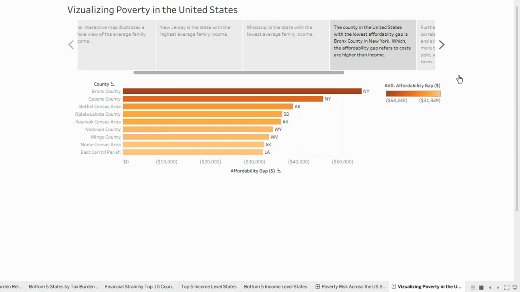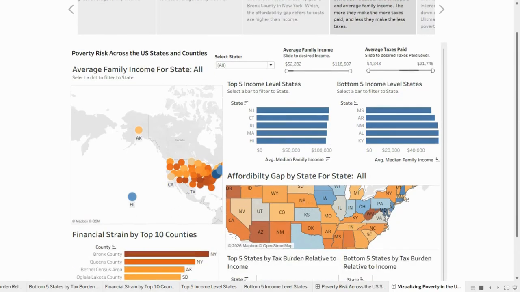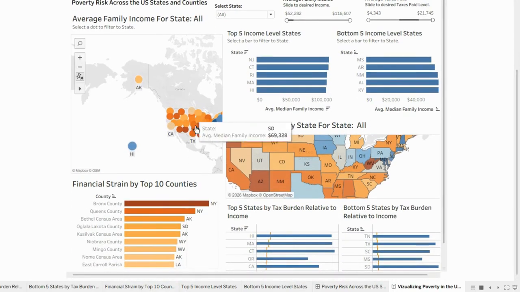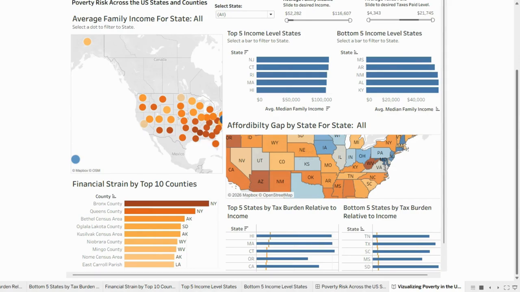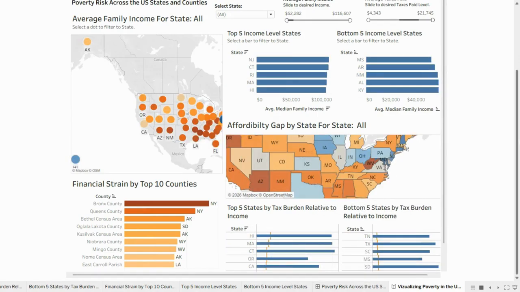Okay, and then furthermore, there appears to be a correlation between the taxes paid and average family income. The more they make, the more taxes paid, and the less they make, the less taxes they pay. Here you can get a great view of this. So you can explore, learn more about it, and it helps you.